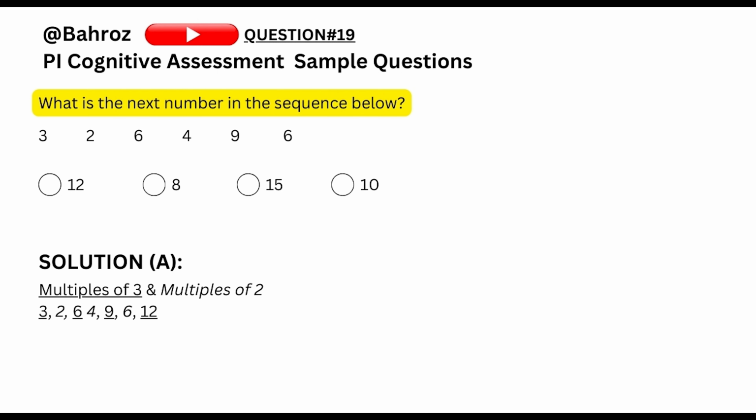So 3, 2, 6, 4, 9, 6, and after this we need to have a multiple of 3. So we have 3, 6, 9 and the multiple after 9 of 3 would be 12. So our answer is A.